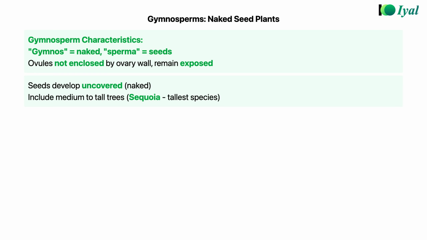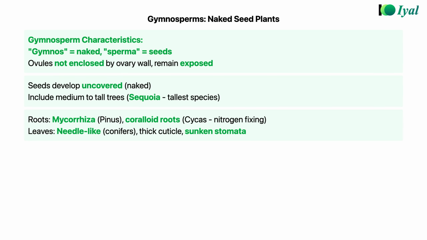One of the most impressive examples is the giant redwood tree sequoia, which is one of the tallest tree species on Earth. Gymnosperms have some interesting adaptations. Their roots generally form taproot systems, but in some genera, they have special associations. In Pinus, for example, the roots have a fungal association called mycorrhiza. In Cycas, there are specialized coralloid roots that are associated with nitrogen-fixing cyanobacteria. That's how they get nitrogen.